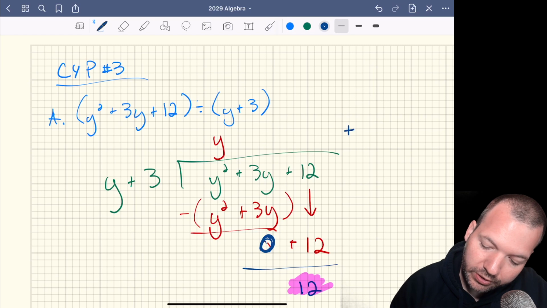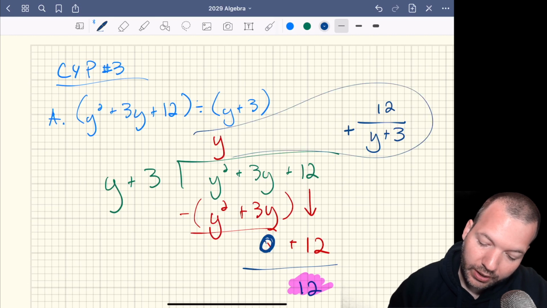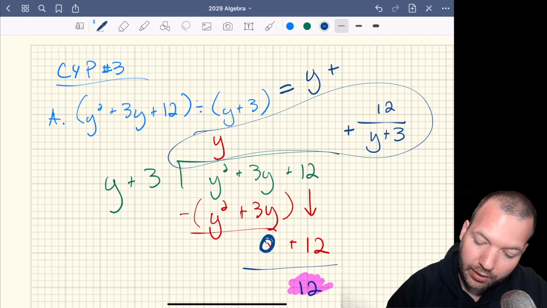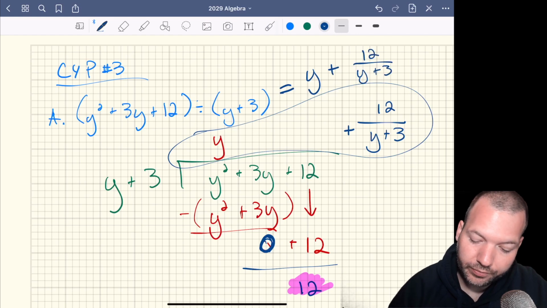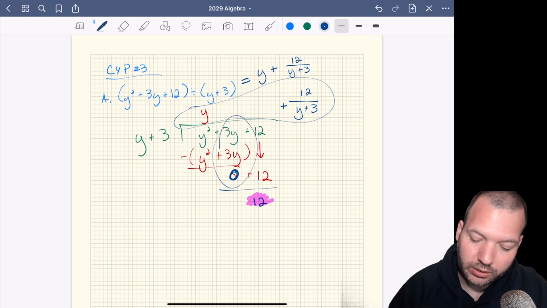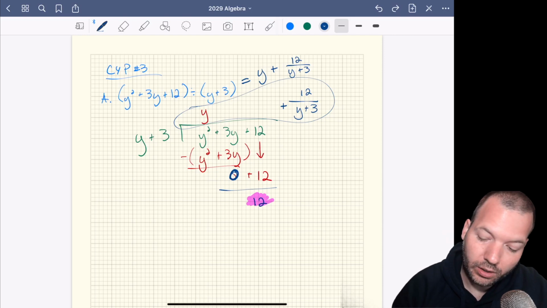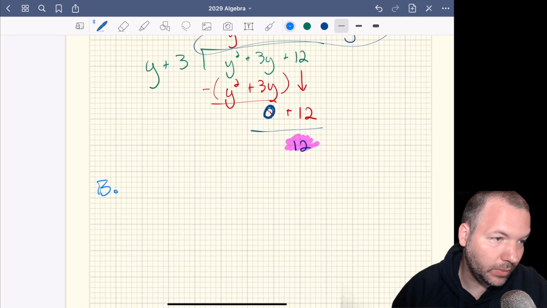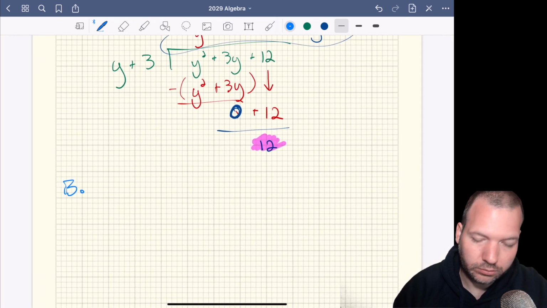And so if we were going to do the same thing we did before, we would put 12 on y plus 3. And so that is the quotient here. This equals y plus 12 over y plus 3. So not a great example to start with because it kind of got confusing where we were missing something. But the process is the same. Okay, so go on with check your progress 3B. I don't think it's going to happen again.